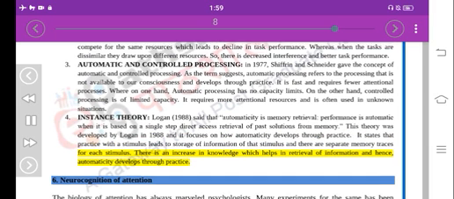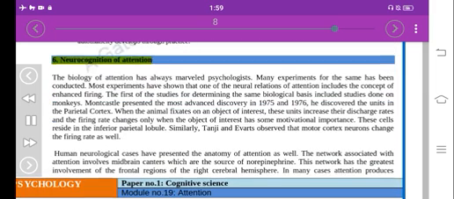6. Neurocognition of attention. The biology of attention has always marveled psychologists. Many experiments for the same have been conducted. Most experiments have shown that one of the neural correlates of attention includes the concept of enhanced firing. The first of the studies for determining the same biological basis included studies done on monkeys.